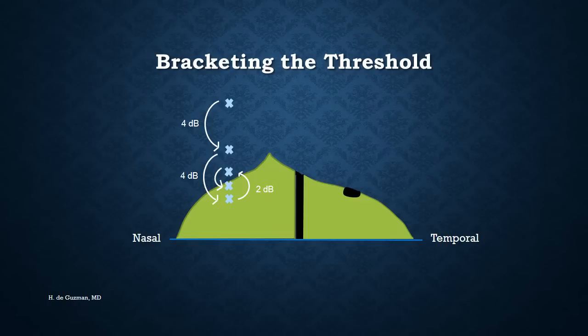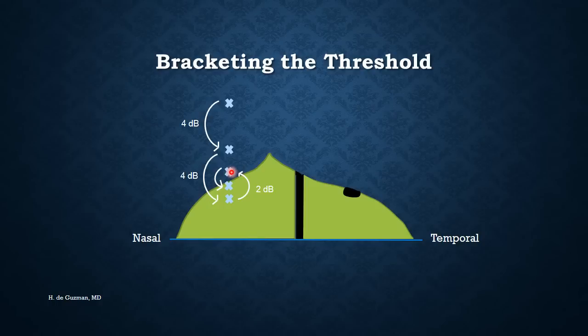This is an example of how a full threshold algorithm will determine the patient's threshold. It starts with a very dim stimulus, and if the patient did not see it, then it gives a 4 decibel brighter stimulus. If the patient still did not see it, it goes brighter again by another 4 decibels, but this time the patient saw it, so now the machine goes dimmer again by 2 decibels this time.